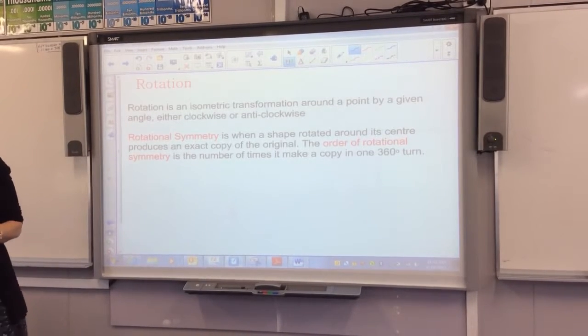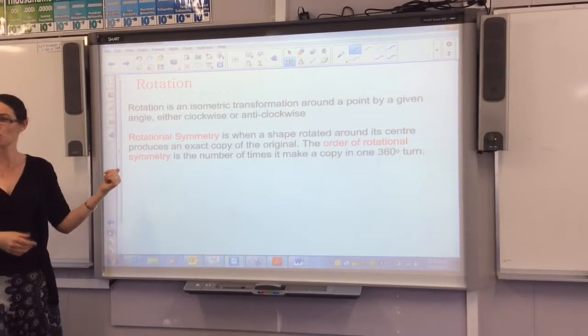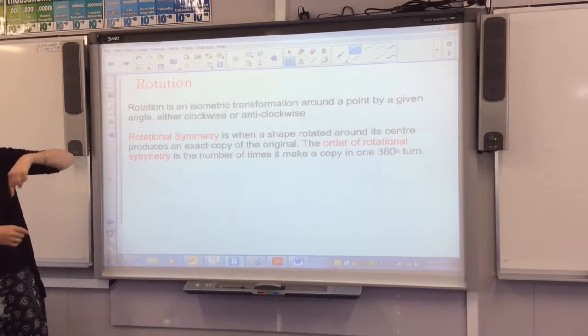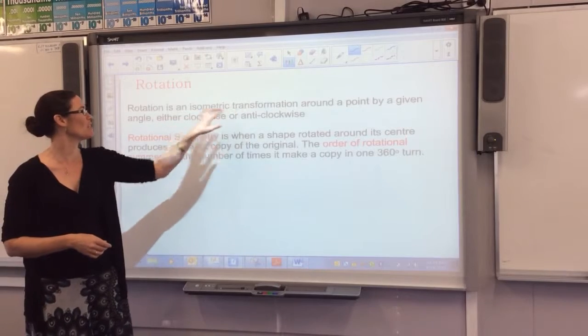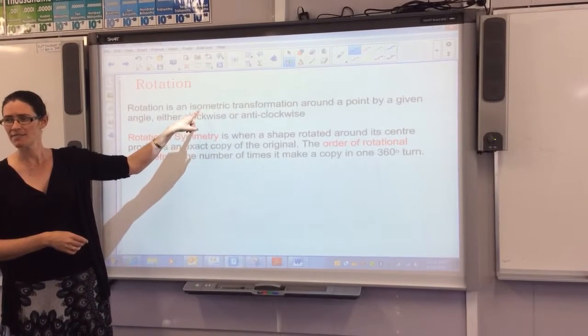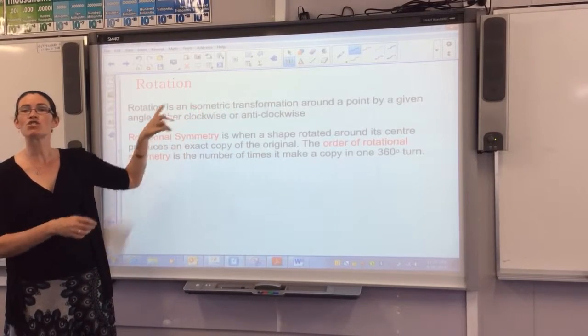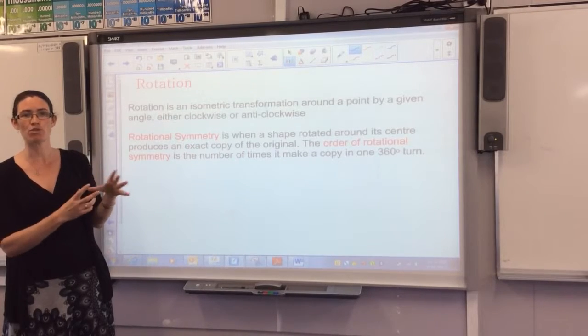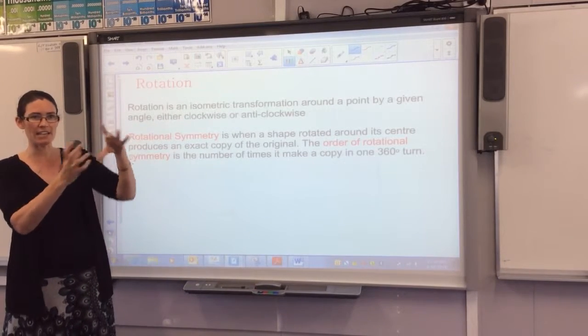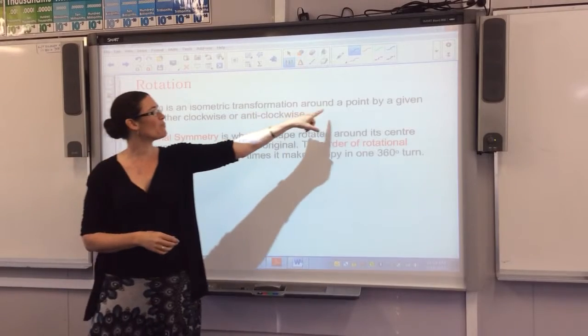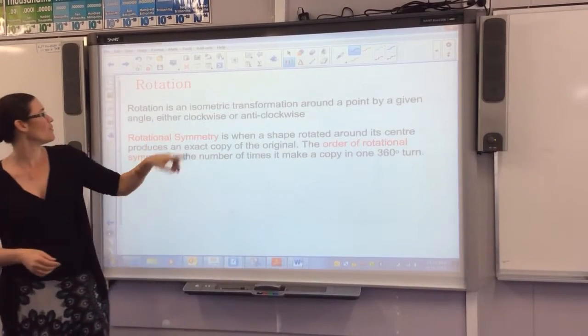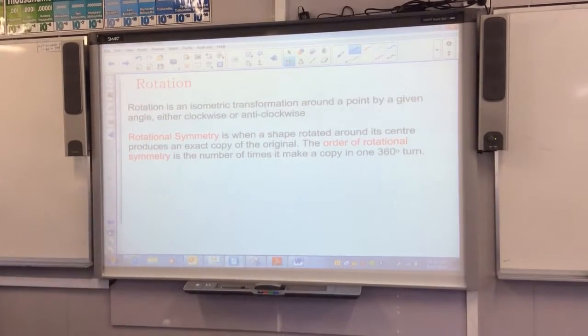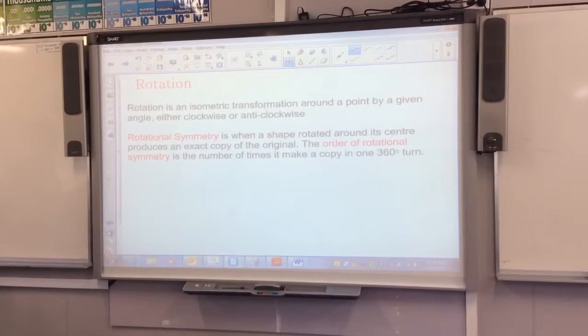In primary school we used to call this turn or spin. Rotation is an isometric transformation. What does isometric mean? It doesn't change its size or shape. You're moving it, but it's staying the same size. It's around a point by some given angle. You can rotate at 90 degrees, 120 degrees, or a full circle, clockwise or anti-clockwise.